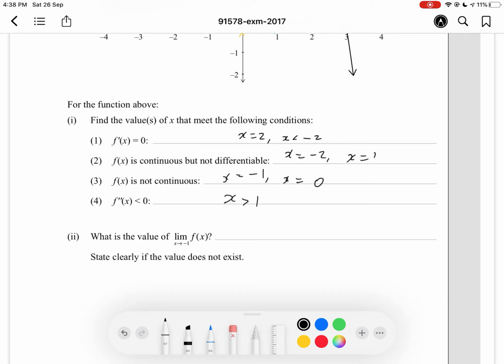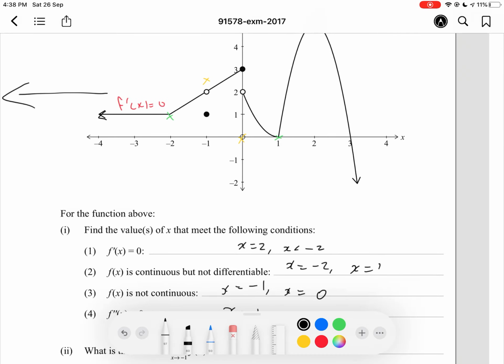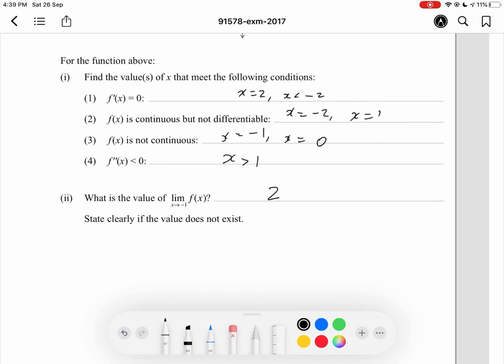Question 5, so what is the value of f of x as x approaches -1? So as x approaches -1, the f of x actually approaches positive 2. Even though the actual value of f of x at x equals -1 is 1, the graph is actually approaching y equals 2, because both sides of the graph are approaching y equals 2. As you can see here, the right hand side is approaching y equals 2, and the left hand side here is also approaching y equals 2. So therefore the limit is just 2.